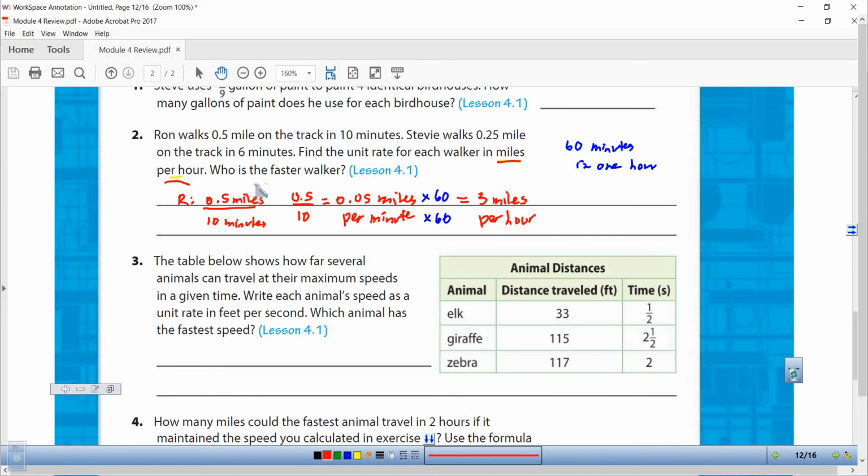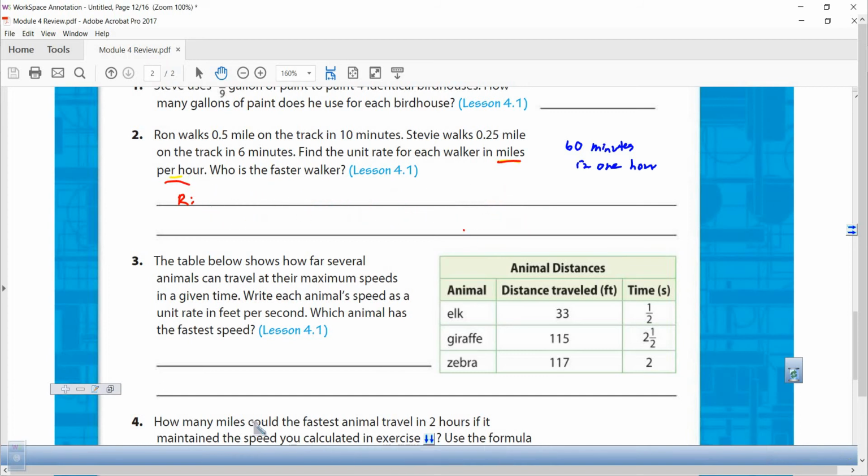All right, so just to review, I took the rate they gave me in miles per 10 minutes. I divided by 10 to give me miles in 1 minute, and then I multiplied that by 60 over 60. I multiplied both the distance and the time by 60, and that gave me miles per hour. Okay, so now I'm going to do the same thing with Stevie. I'm going to go ahead and erase all of this, and simply write down that Ron was 3 miles per hour.